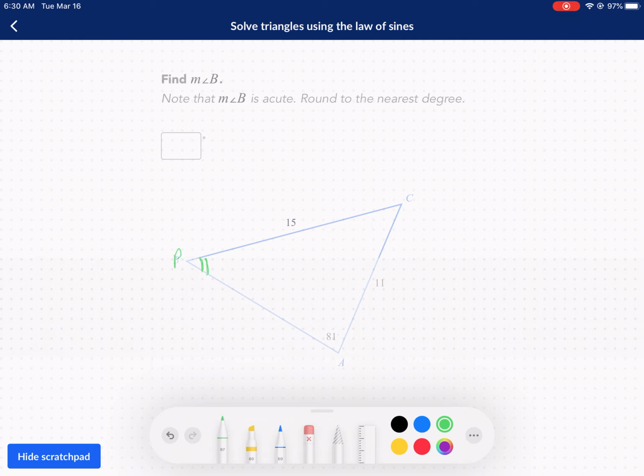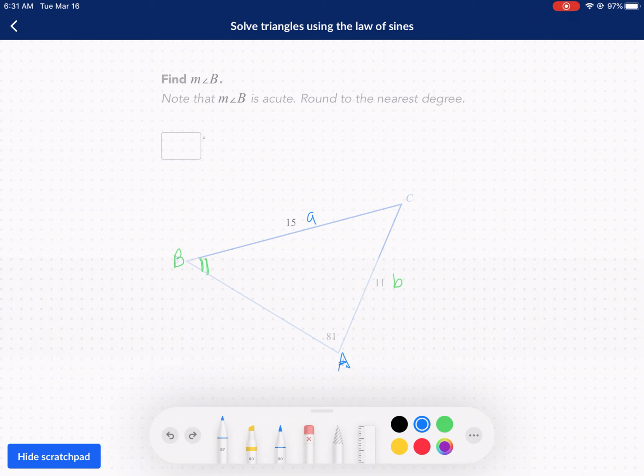So this is B, and this would be little b. First thing is labeling. This would be A, and that would be little a. And honestly, we do not even care about C and little c because we don't have any information on it. So we don't even need to worry about labeling that. But for your record, that would be C and little c right there.